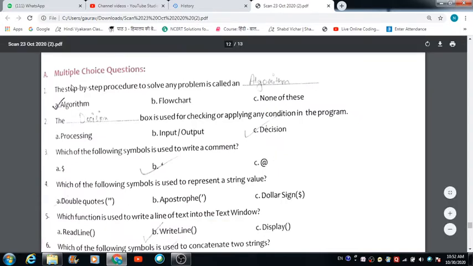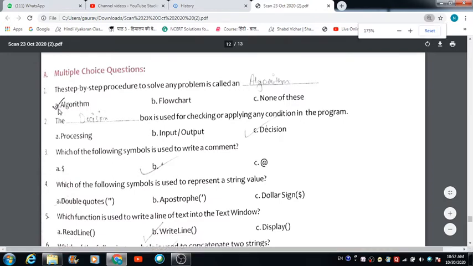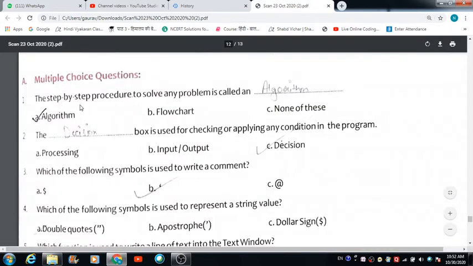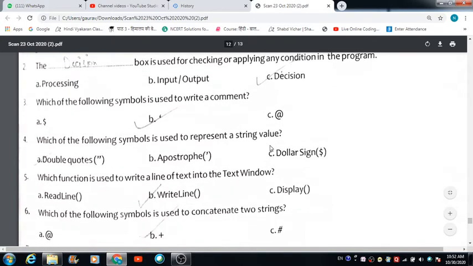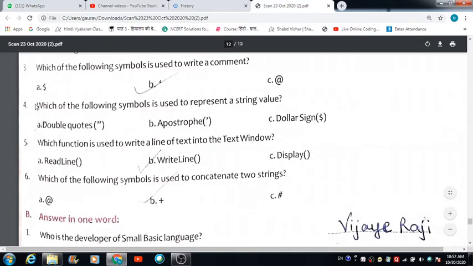Now comes section B, MCQ part. The answer of the first one is algorithm. Answer of the second part is decision. Answer of the third part is this B part, that is apostrophe. Answer of fourth part is this double quotes.